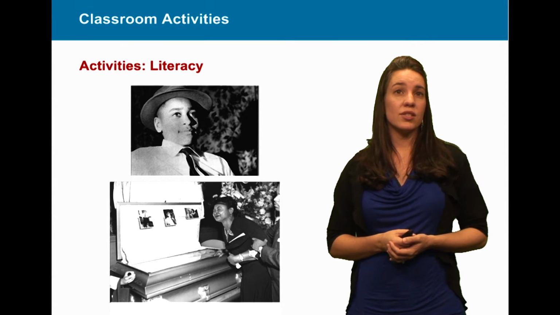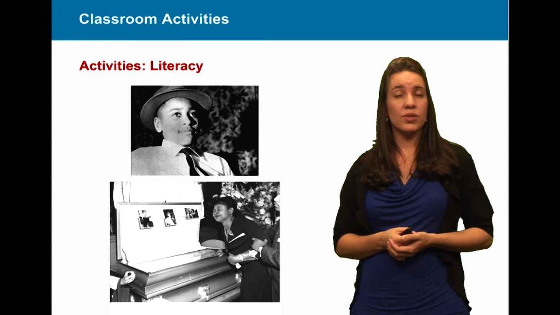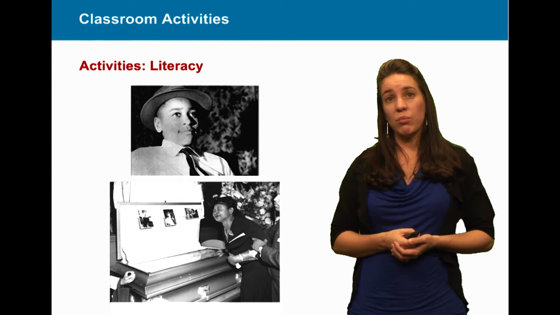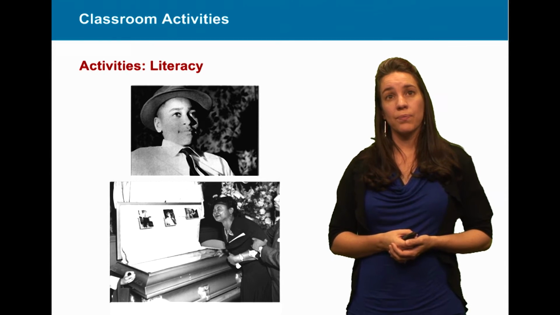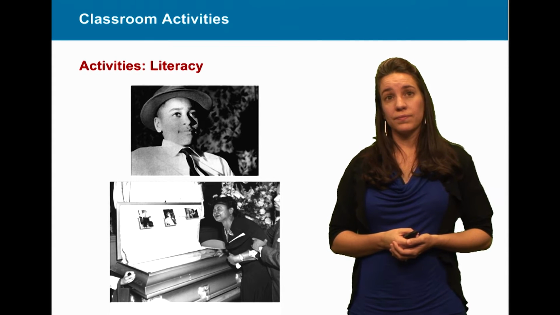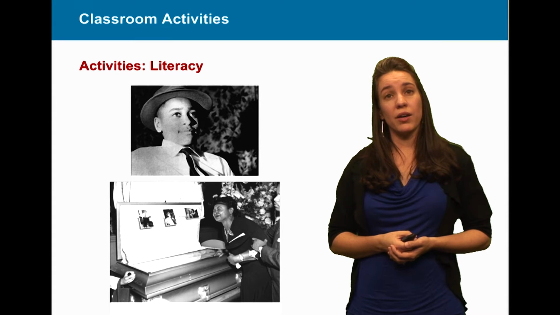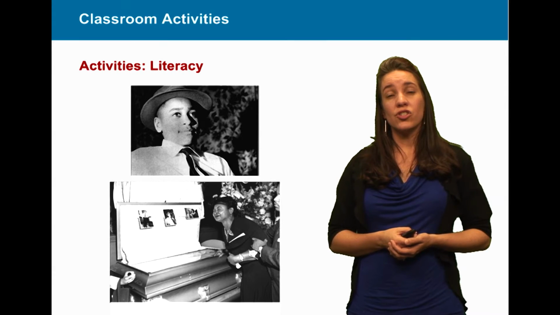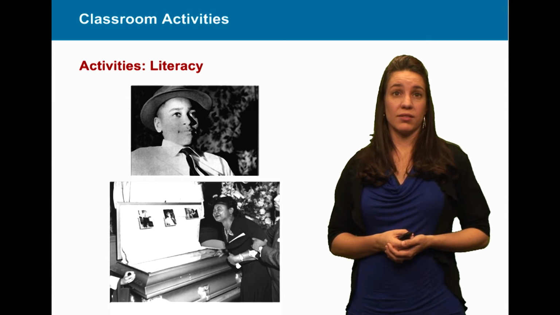The top image is the image of Emmett Till, who was a young teenager who lived in Chicago, who went down south to visit family members in the 1950s, where he was then lynched and then thrown in the river. The image on the bottom is of his mother at his funeral. She held an open casket funeral to show the world what had been done to her son.